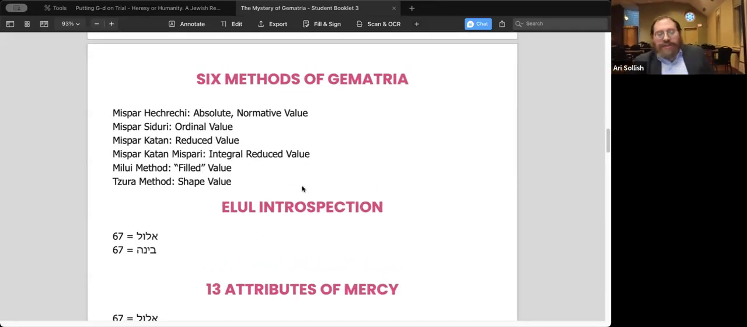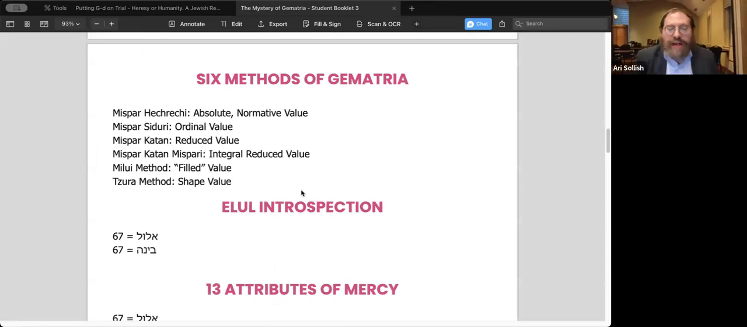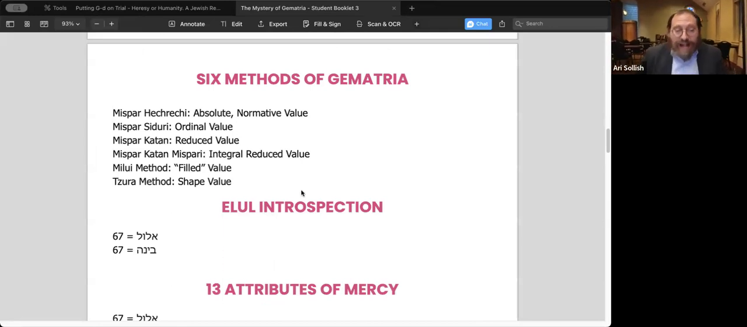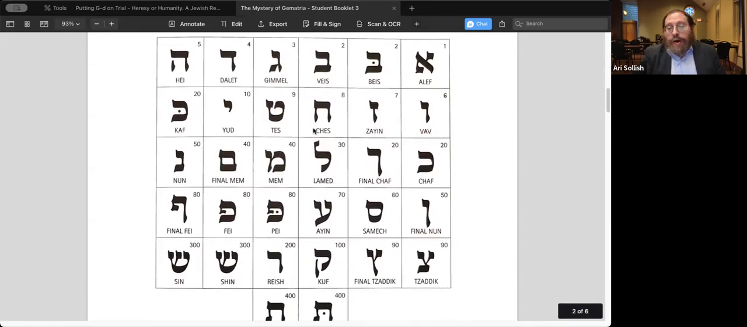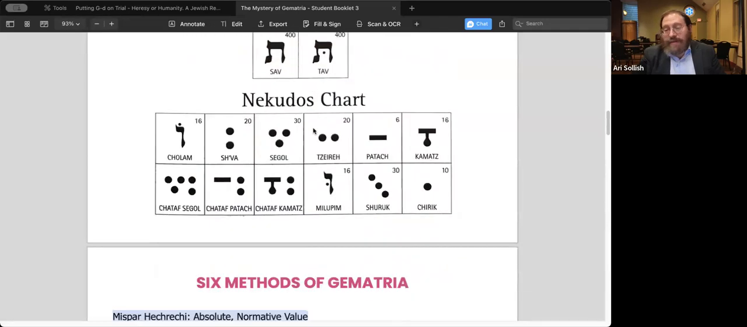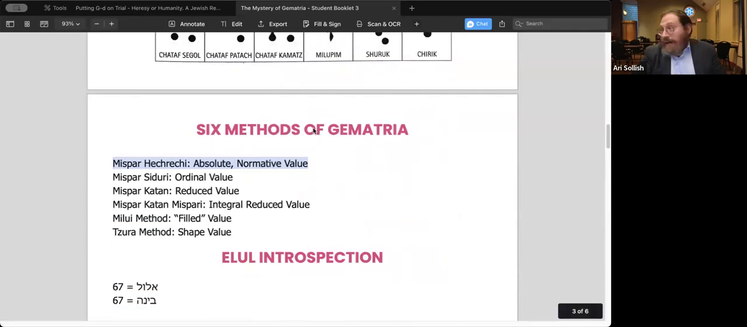There's Mispar Achrechi, which is the absolute normative value. And again, that is where Aleph through Yud are 1 through 10, Chaf through Kuf are 20 through 100, and then Reish through Taf are 200 through 400. It's basically 1 through 400. That's the first option, and that's the one that's reflected on page 2 in the Gematria chart. By and large, when you encounter a Gematria, that is the system that will be used, unless it's not.